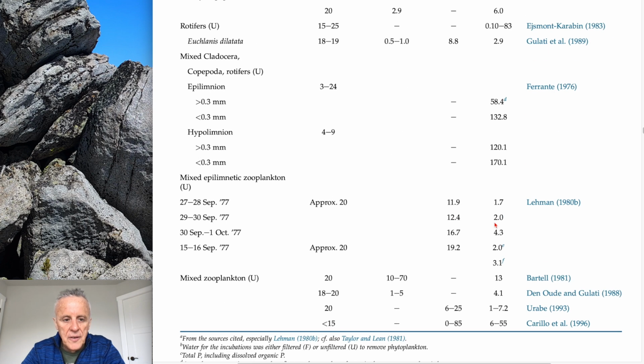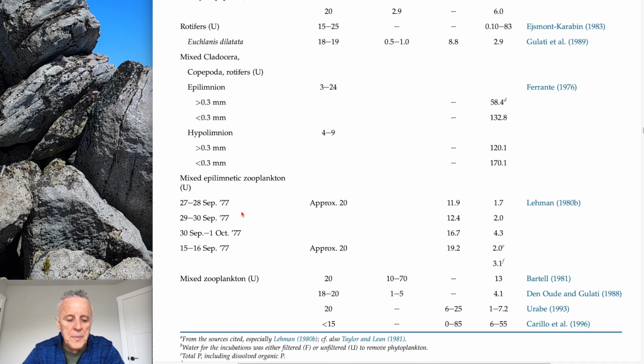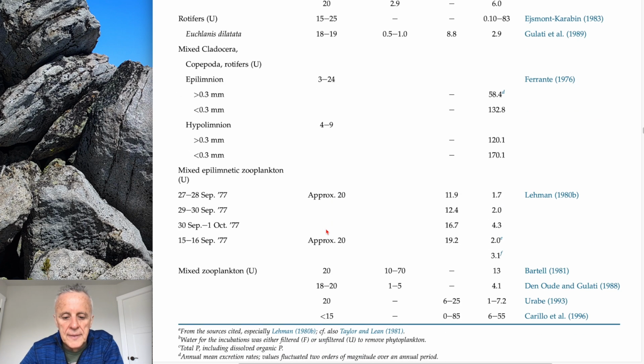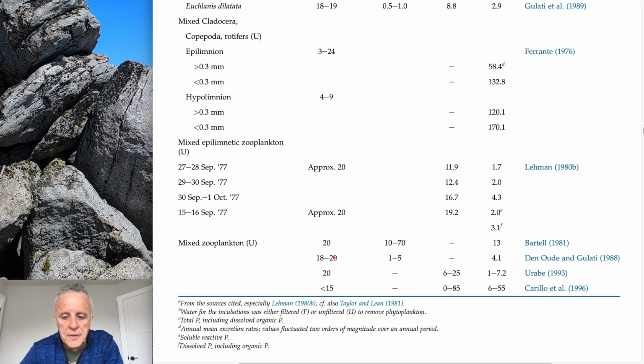And then we have different cladocerans here, and their location within the lake. So the epilimnion compared to the hypolimnion. And then we have mixed epilimnetic zooplankton. And so that is pretty much a mix of those types of zooplankton, and therefore their temperature range is in this range here. And there is actually data for both nitrogen and phosphorus, so pretty high range, especially for nitrogen.